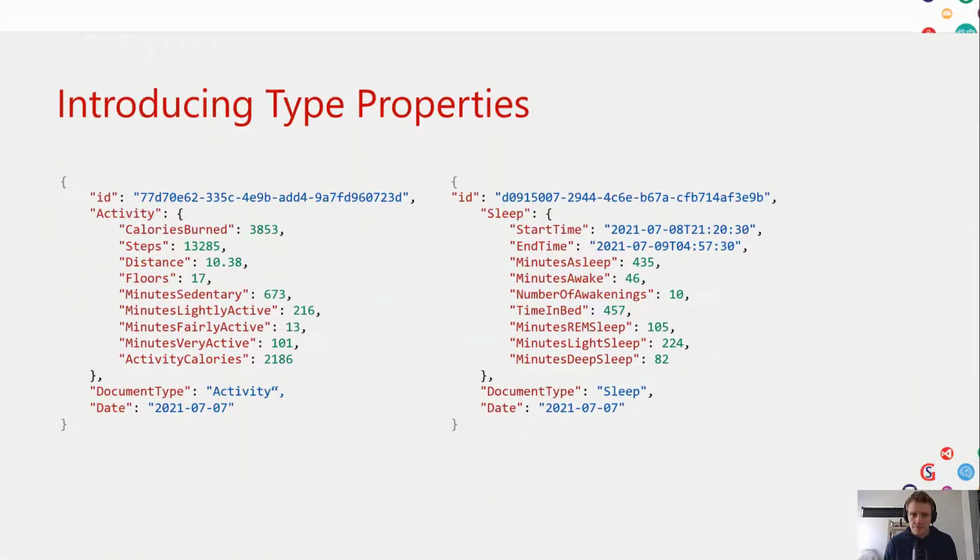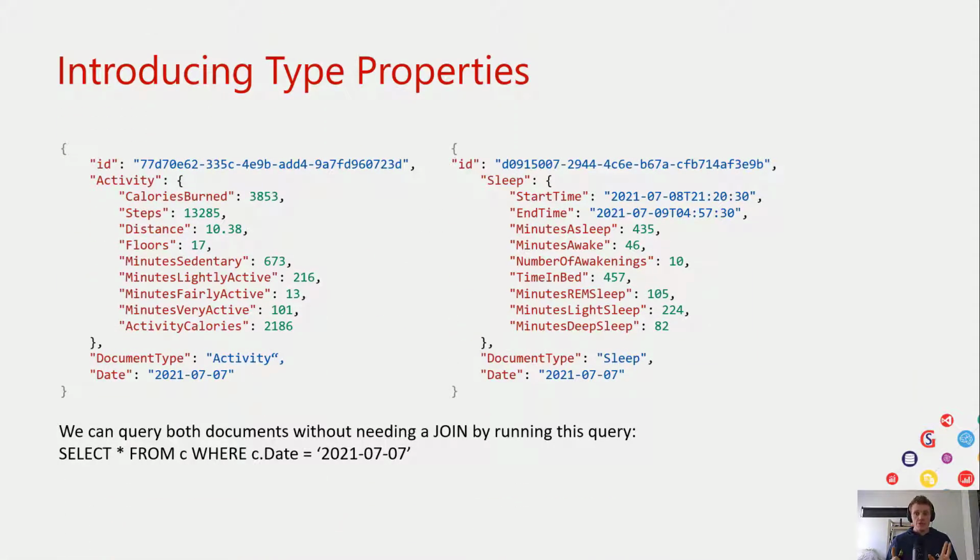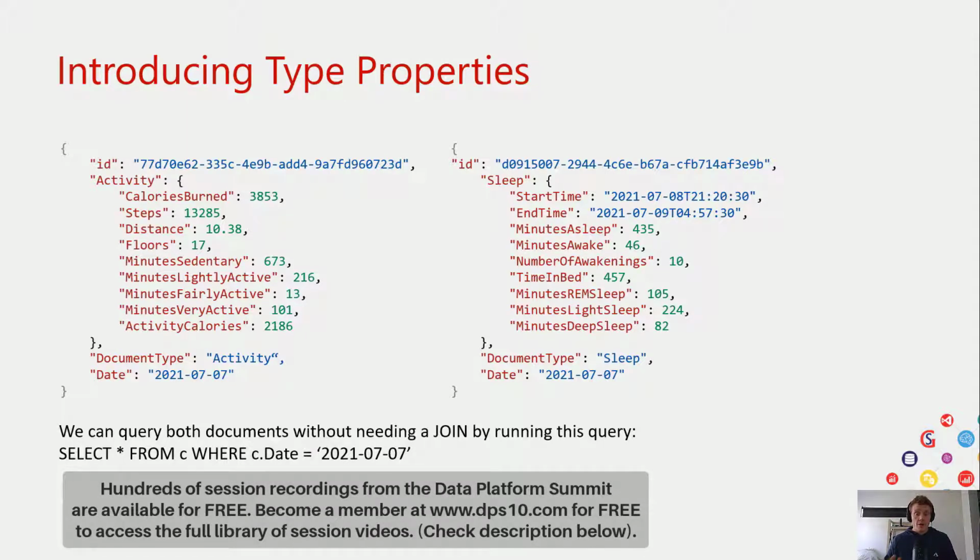And let's use an example. In this example, I've got two documents, one that summarizes my activity data for a day, and another document that summarizes my sleep over a particular day. Now, what I've done here is partition by this property, document type. Being able to partition my data that way, I can query both documents without needing a join by running a query just to retrieve those documents on a particular date. So rather than selecting the activity table and then joining my sleep table to that query to get this information back, I can just run this very simple select query where the date is equal to the 7th of July 2021, and I will get both documents back.